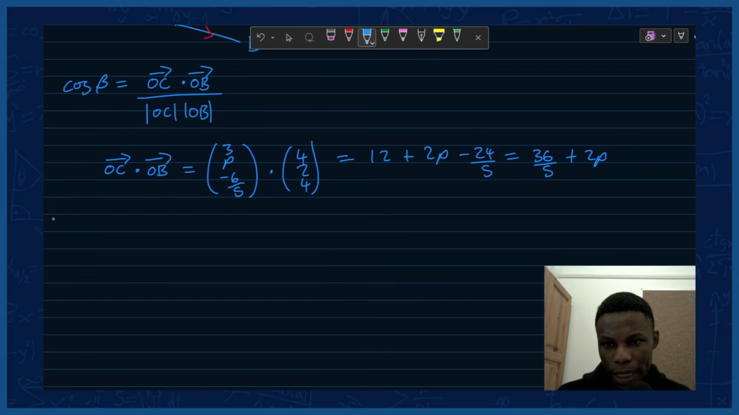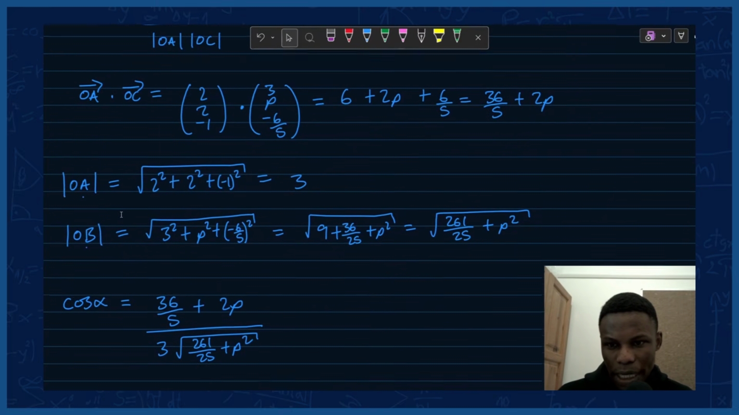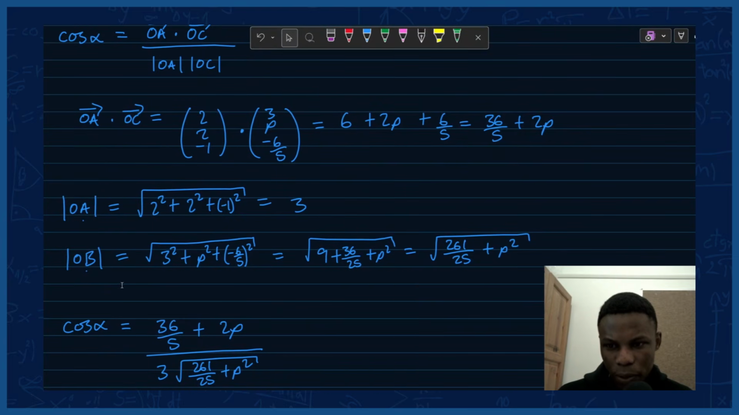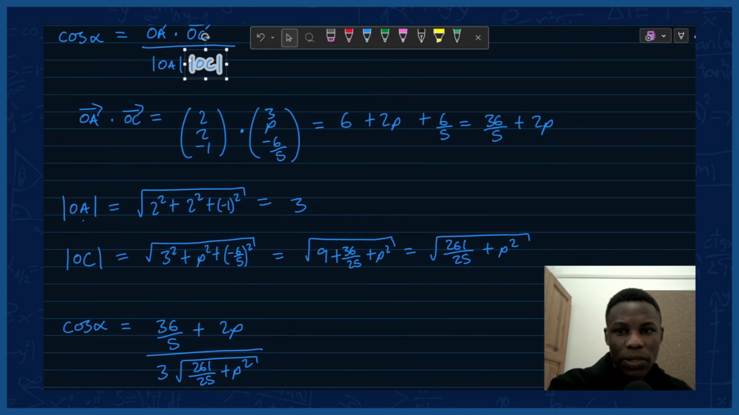Now we need the magnitudes. We already found the magnitude of OB. Why did we find the magnitude of OB? Or did I just label it? Okay, my bad. This is OC, the magnitude of OC, because here we were dealing with the magnitude of OA and the magnitude of OC, right?